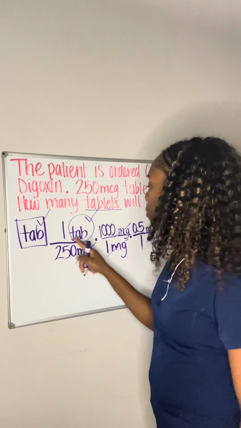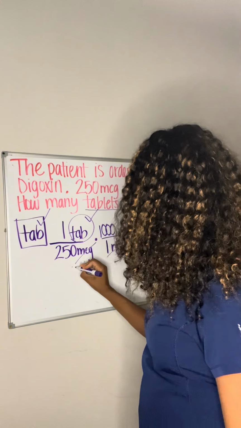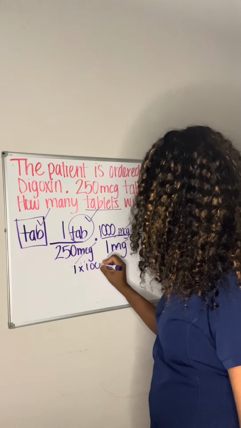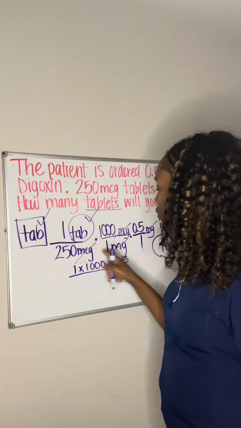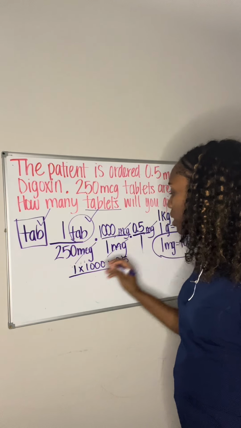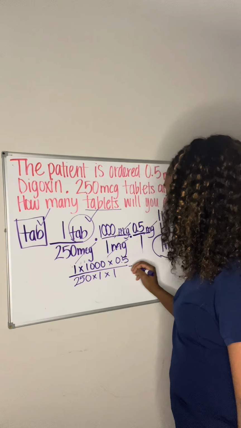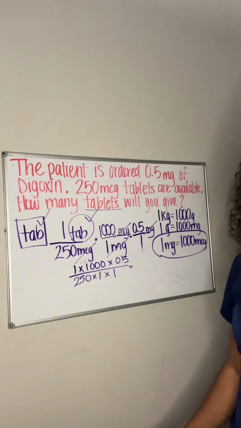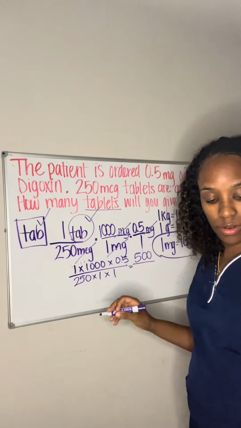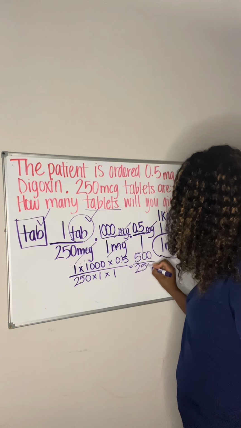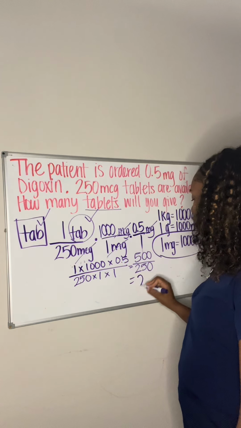So we're going to multiply 1 times 1,000 times 0.5, divided by 250 times 1 times 1. And what does that equal to? Correct. That's going to be 500 over 250, which equals, correct, 2 tabs.